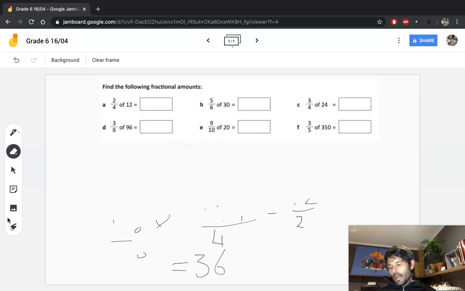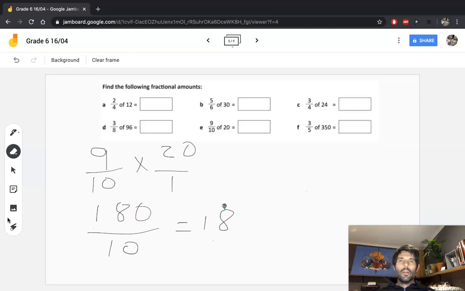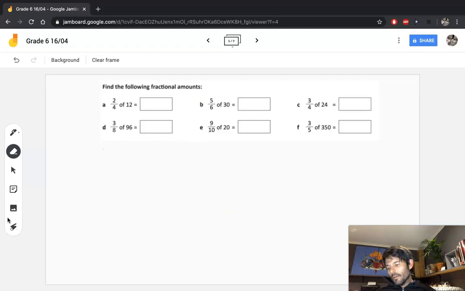Next is 9/10 of 20. Okay, and that's going to be 180 over 10, and that equals 18. Okay, I get 180 by going 9 multiplied by 20, so multiplying the 2 numerators by each other. I get 10 by multiplying the denominators by each other, 10 times 1, and then 180 divided by 10 is 18. And your last one for today is 3/5 of 350.